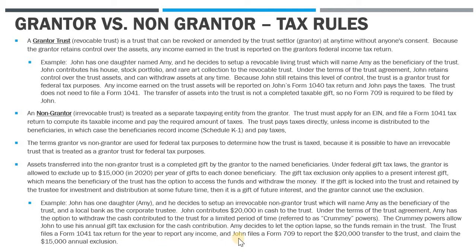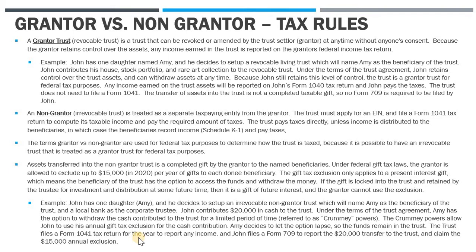Now, if the Crummey powers weren't in there, then John couldn't file a 709 to claim the gift tax exclusion, right? Because it's not a completed gift. You can't claim the exclusion unless it's a gift of a present interest. So very, very important here.